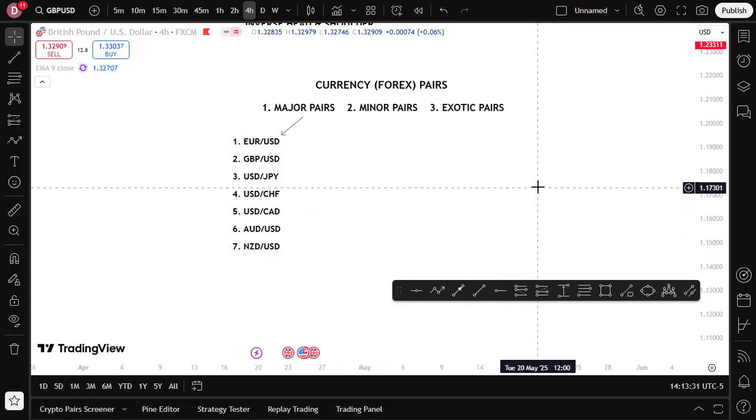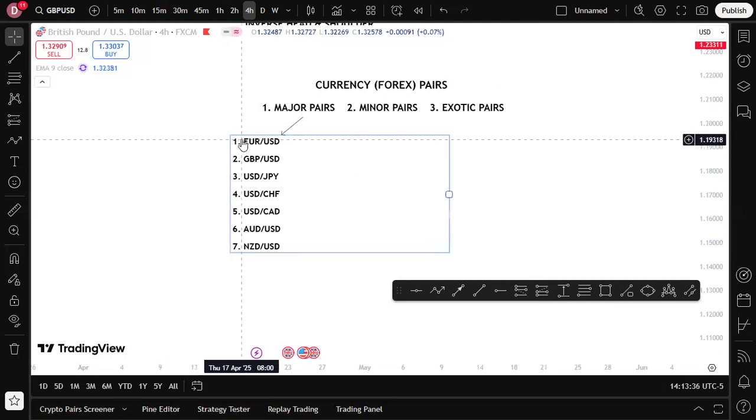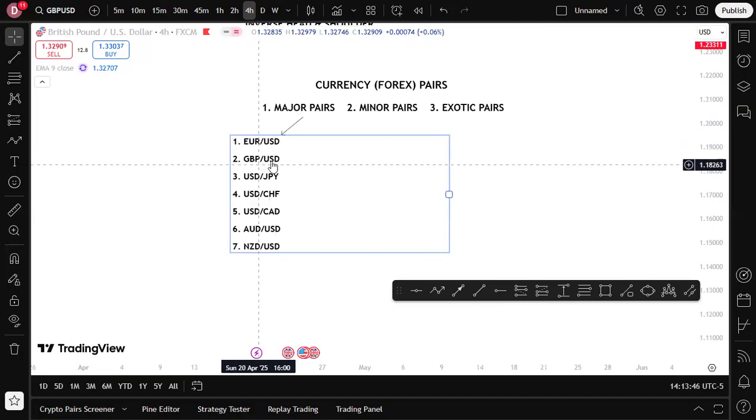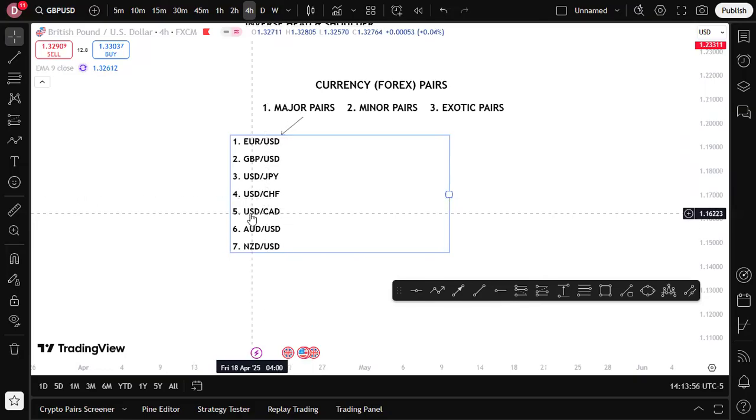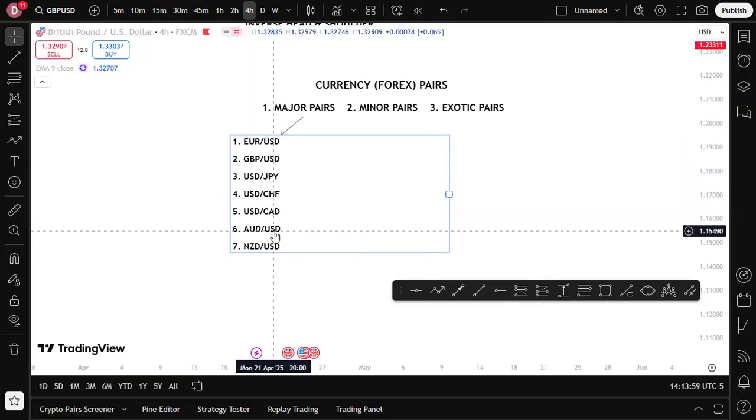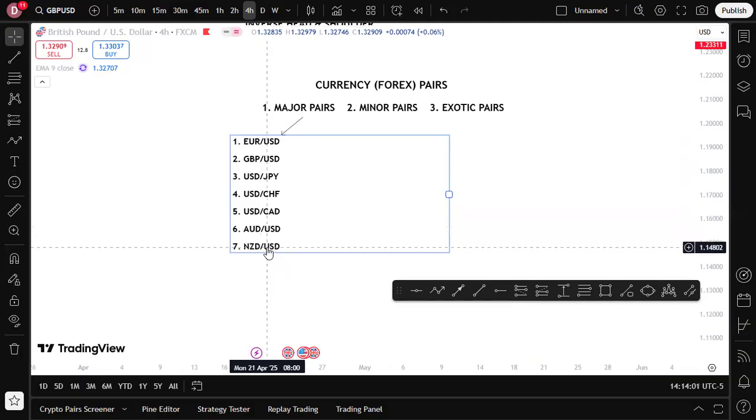Now, these 7 pairs are traded against the US dollar because, if you notice, each of them has the US dollar paired with it. For the euro, it's paired with the US dollar. For the Great British pound, it's paired with the US dollar. For the Japanese yen, it's also paired with the US dollar. For the CHF, the Canadian dollar, and the Australian dollar, it's also paired with the US dollar. And last but not the least is the New Zealand dollar. You can see it's also paired with the US dollar. So these are traded against the US dollar.